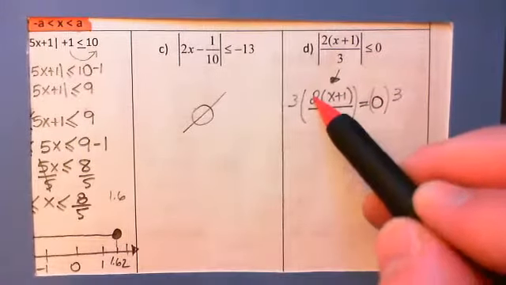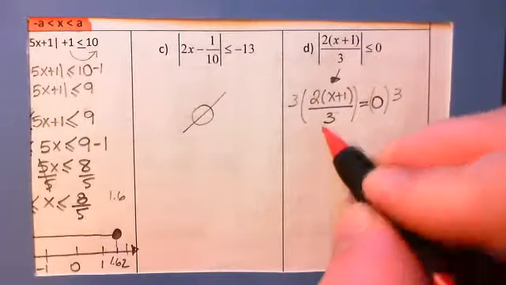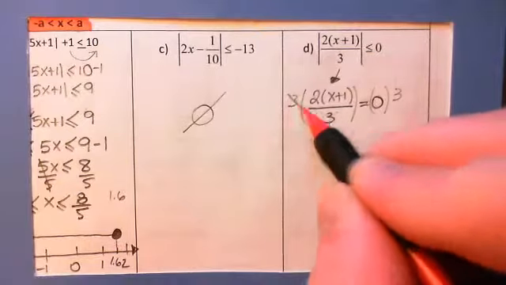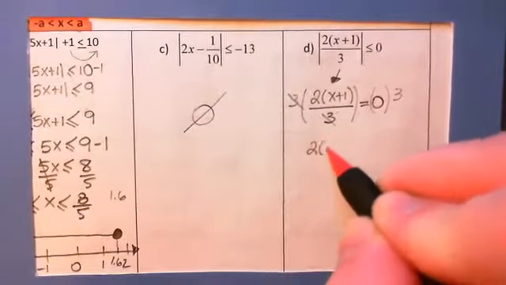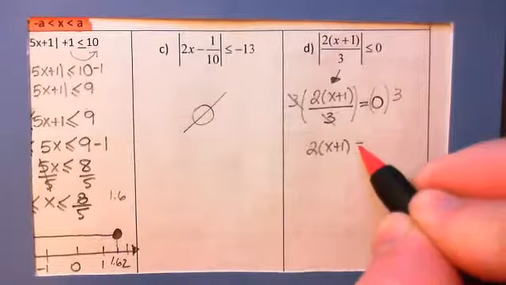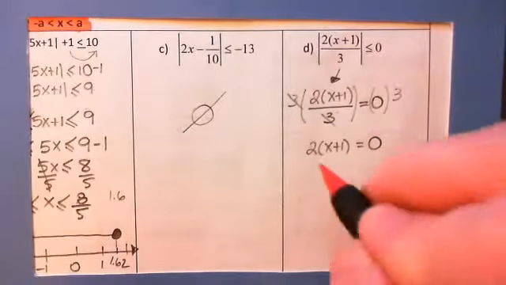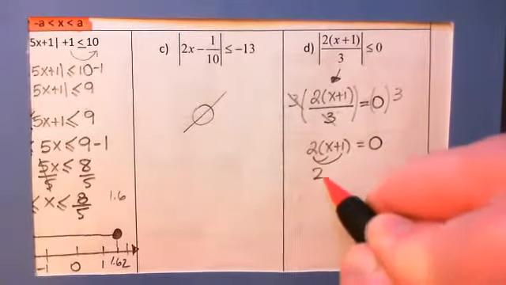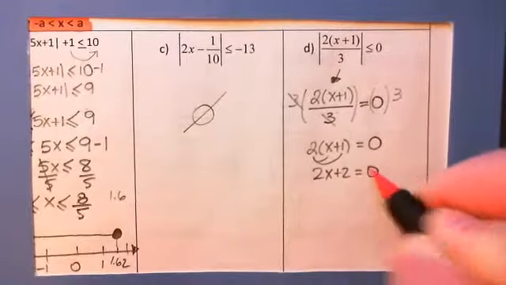So 3 times 2 is 6. 6 divided by 3 is 2. In other words, the 3 cancels. So you're left with 2x plus 1 equals 0. Let's use the distributive property. So this would be 2x plus 2 equals 0.